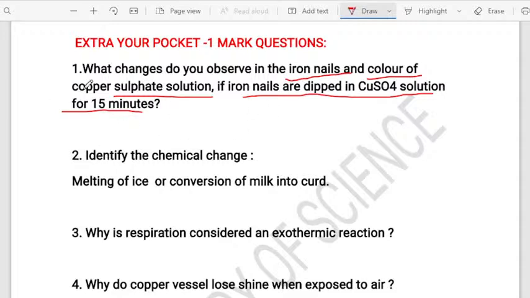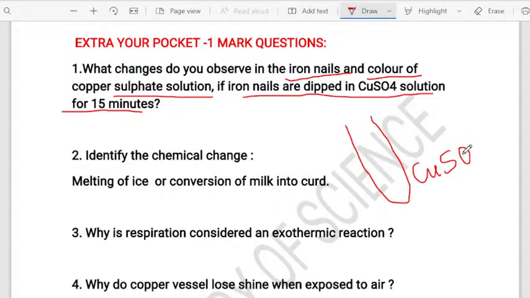Many are answering. Let us see what is happening here. Students, see, I told you that iron nails. What changes do you observe when iron nails are dipped in copper sulfate solution? So let us take copper sulfate solution in a test tube. So we have copper sulfate solution in the test tube now.